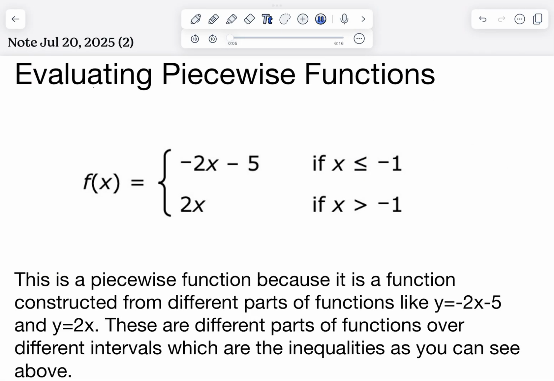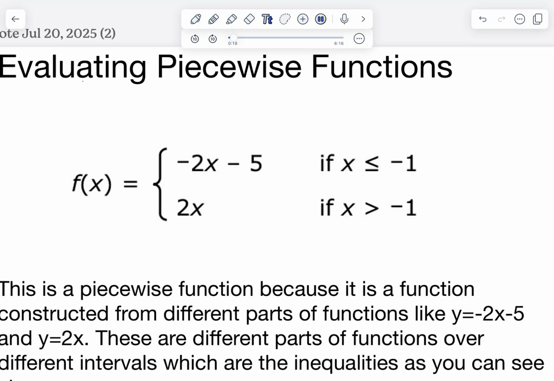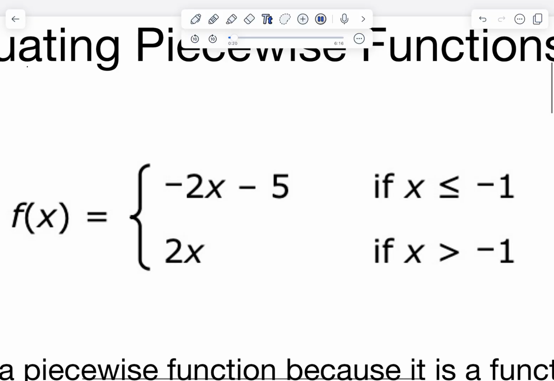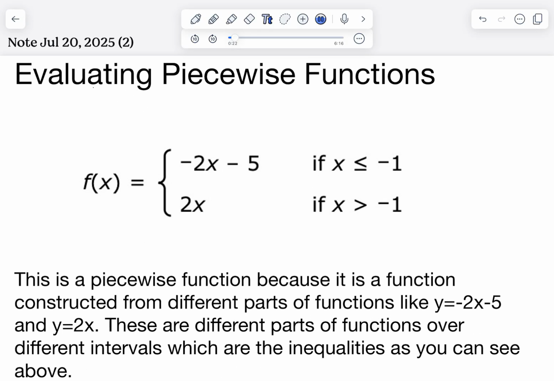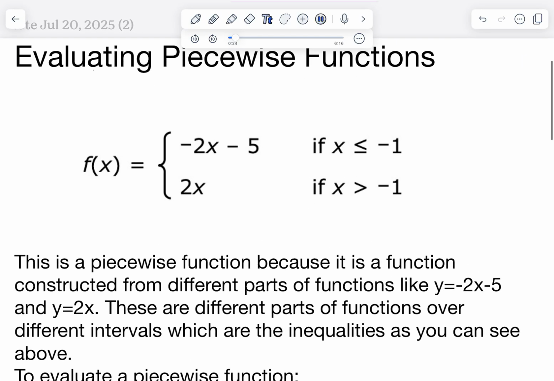Today we're going to talk about evaluating piecewise functions. So this is a piecewise function. This is a piecewise function because it is a function constructed from different parts of functions.